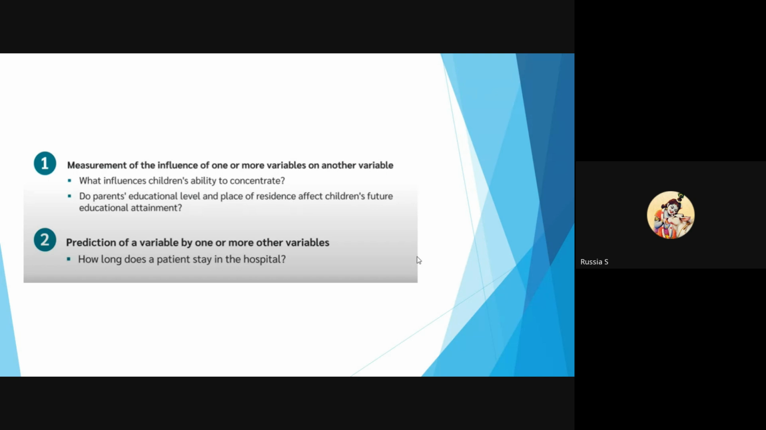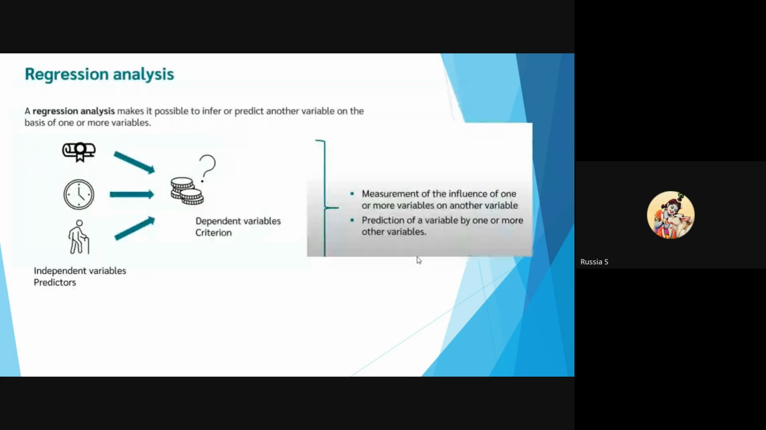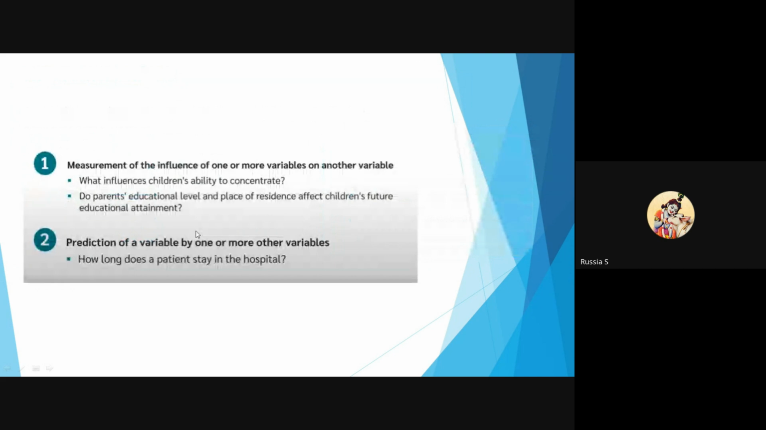What influences children's ability to concentrate? Do parents' educational level and place of residence affect the children's future educational attainments? This is another example, but a very simple one. Prediction of a variable by one or more other variables: how long does the patient stay in the hospital? So this is prediction.